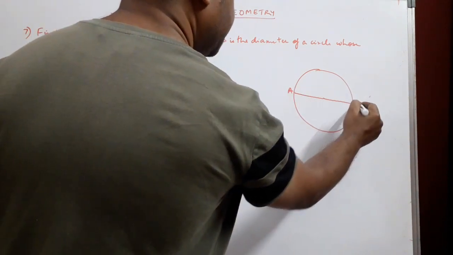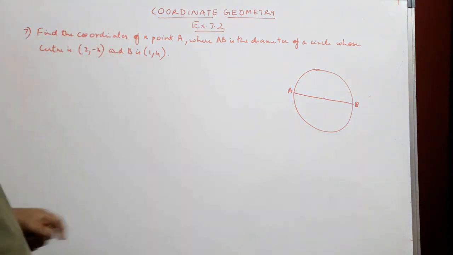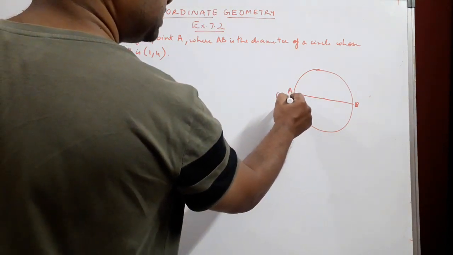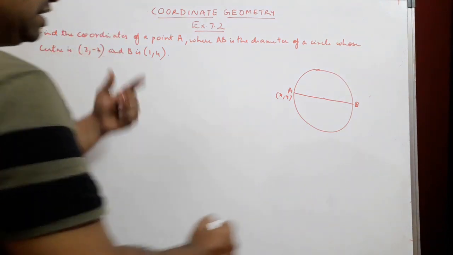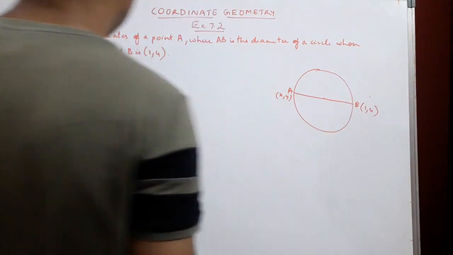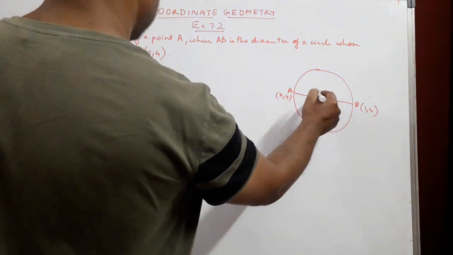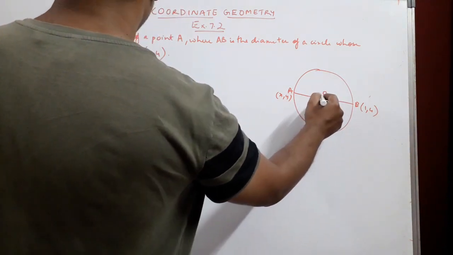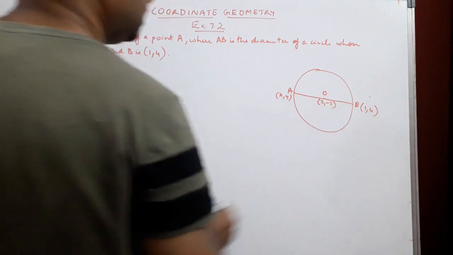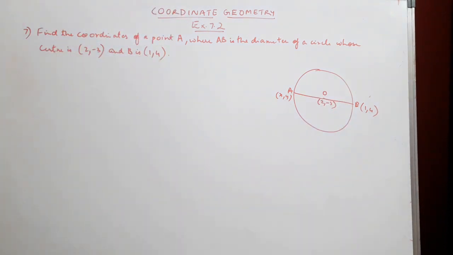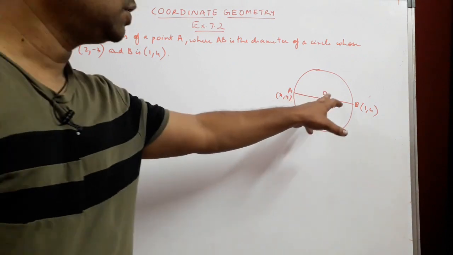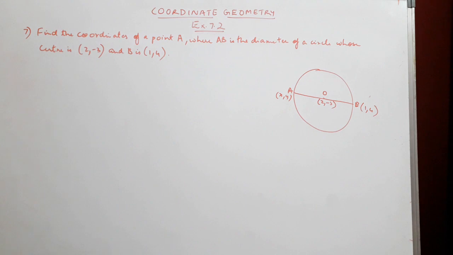In this case the center acts as a midpoint of this line segment, let's say AB. We are asked to find the coordinates of A, so we'll have to assume this as x comma y. B we are given as (1, 4), and we are given the coordinates of the center, which we'll take as O, and this is (2, minus 3). We can apply the midpoint formula over here because O is the center of the circle, and we know that O is the midpoint of the diameter AB.